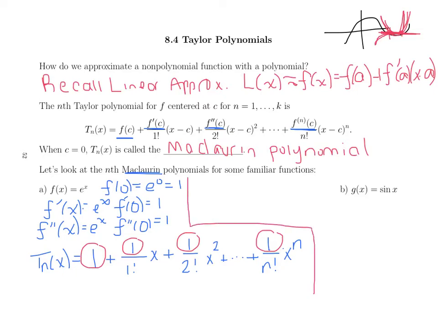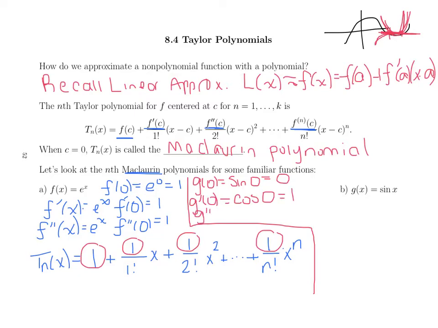We can do a similar process to do the Maclaurin series for sine of x. It's a little bit more complicated. So we'll start over here. g of 0 is sine of 0, which hopefully you recognize. Sine of 0 is 0. Now we'll go to the derivative. Hopefully you recognize the derivative of sine is cosine, and we're going to evaluate that at 0. So g prime of 0 is cosine of 0, which is 1.